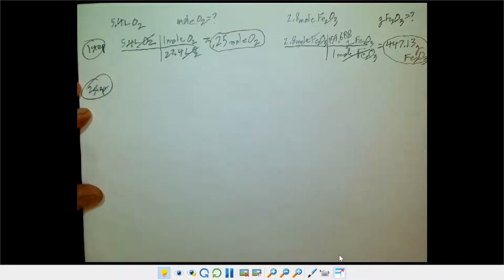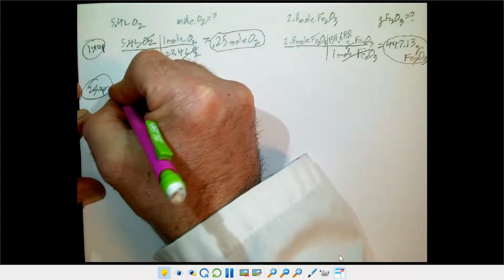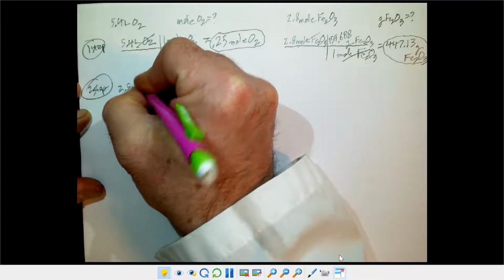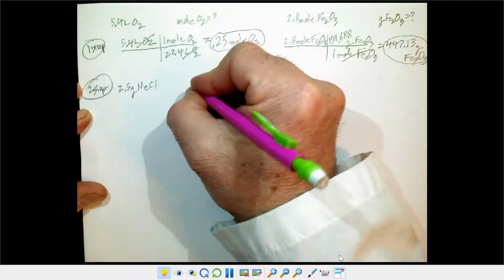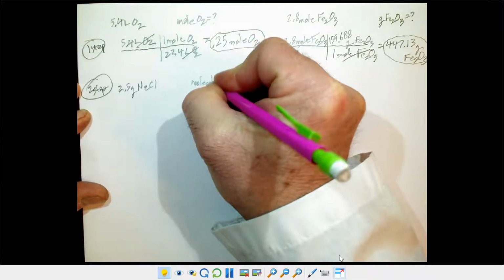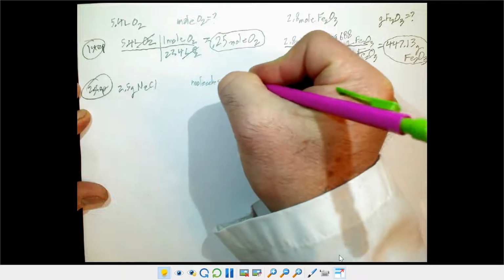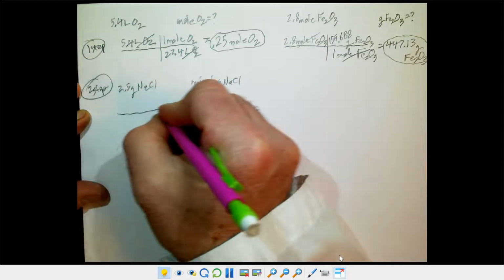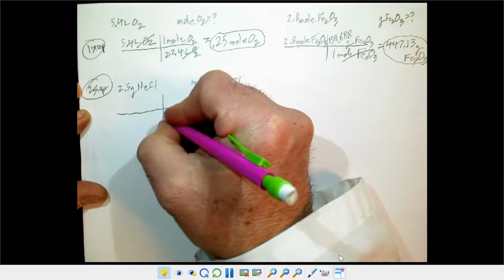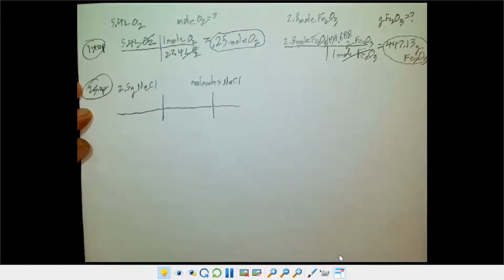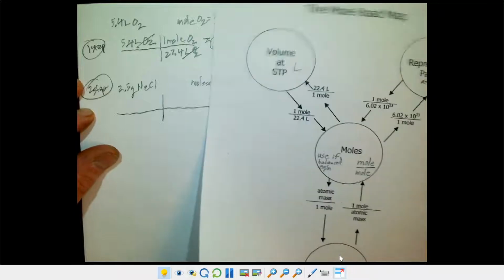And let's say for our two-step problems, you're going to start off with 2.5 grams of NaCl, and we want to turn that number into, let's say, molecules of NaCl. What the heck would you do? Okay, well, because it's a two-step, I'm going to set it up like a two-step problem. If you didn't know this, you'd figure it out from the mole map. It's not a big deal. So let's take a look.